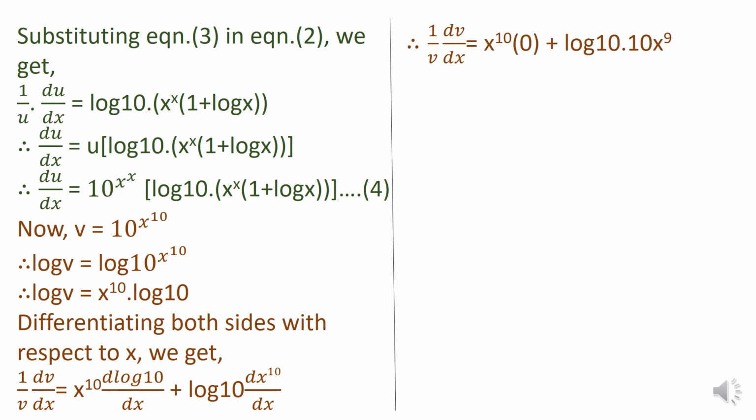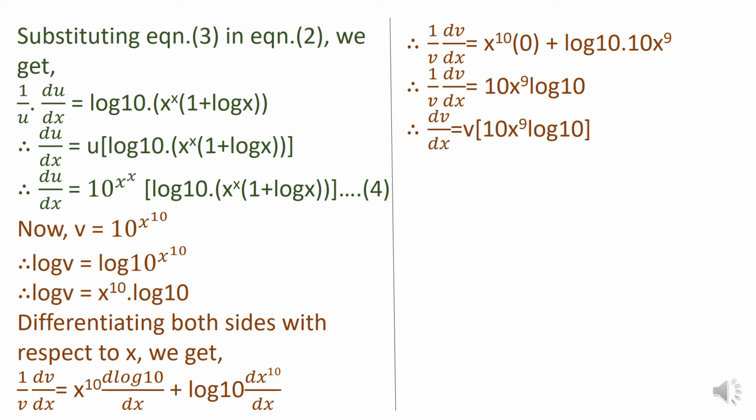Again, the first term on the RHS is 0 because log 10 is a constant, and the second term becomes log 10 into the derivative of x raised to 10. You remember, we use the formula for x raised to n over here. That is n into x raised to n minus 1. So this becomes 10 into x raised to 10 minus 1, that is 10 into x raised to 9. Thus 1 upon v dv by dx becomes 10 x raised to 9 log 10. We substitute the value of v on the RHS and we get the answer. This becomes our equation number 5.